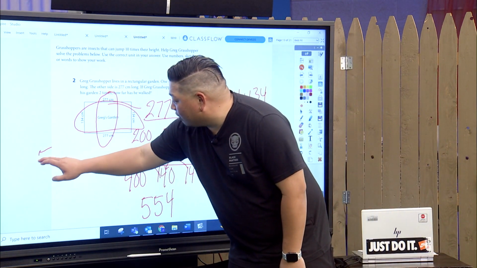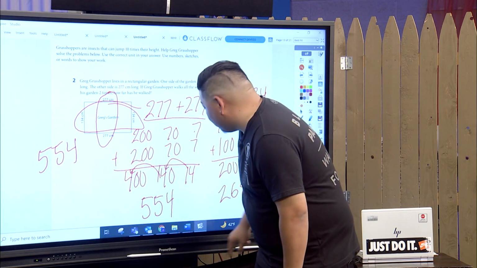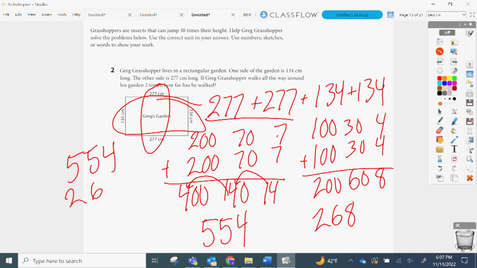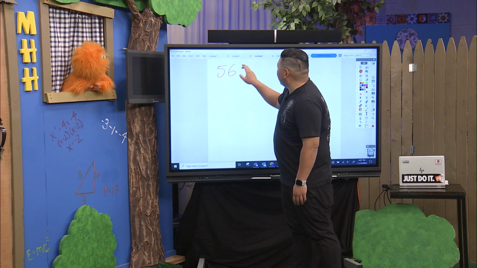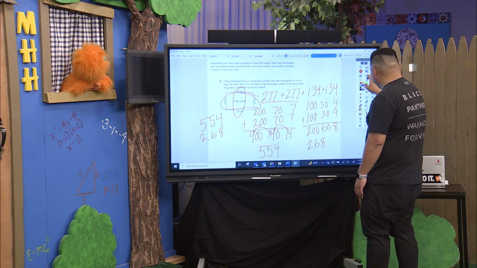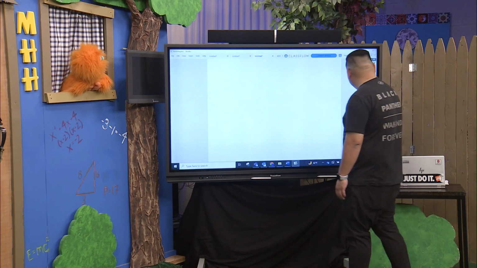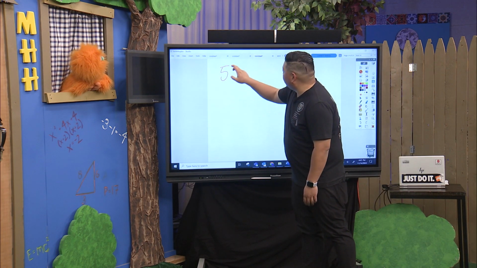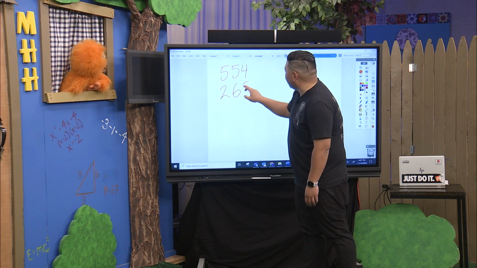Let's do some standard algorithm here. So we have 554 and 268. Man, look at all that work. So cool looking. We've been busy. 554, 268. 554 and 268. There it is.